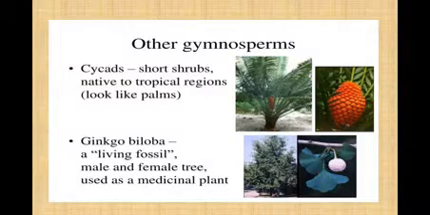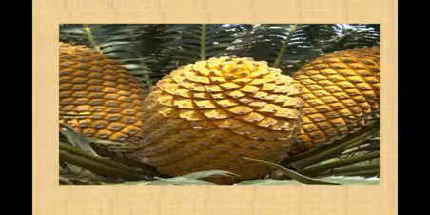Cycads are short shrubs, and they are native to tropical regions, and they look like palms. Ginkgo biloba, a living fossil, male and female trees, used as a medicinal plant. So here is the diagram of cycads.